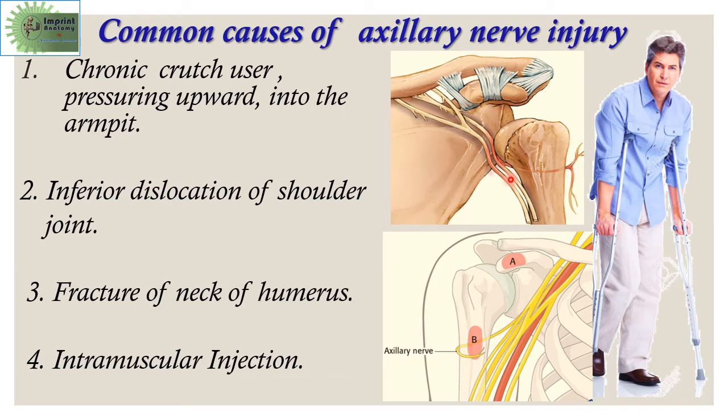At the neck of the humerus also the axillary nerve is present. So when there is an inferior dislocation of the shoulder joint or fracture of the neck of the humerus, there are chances to damage the axillary nerve. The fourth one is an intramuscular injection. Due to improper practice, the cutaneous supply can be damaged due to the intramuscular injection.